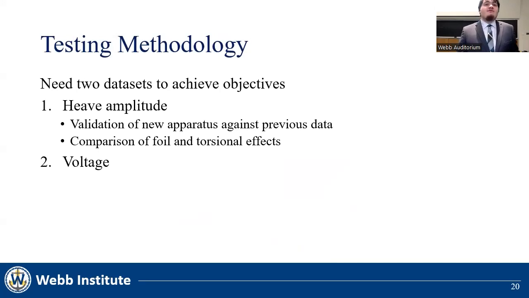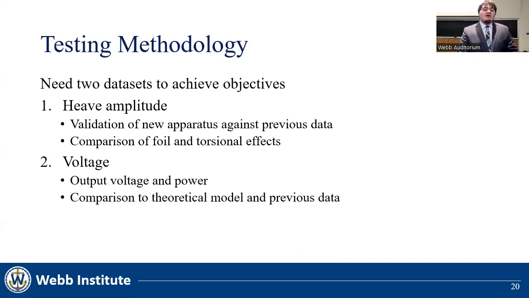Second, we needed to collect voltage data. By measuring the output voltage and therefore power of the device, we can compare this to our theoretical model and to the power takeoff data from the Vivace study in order to determine the effectiveness of our power takeoff system.